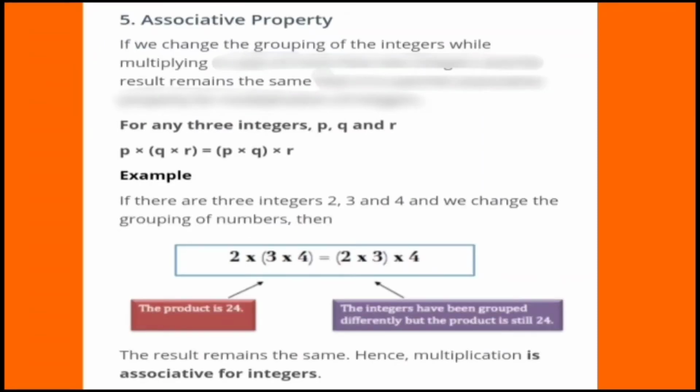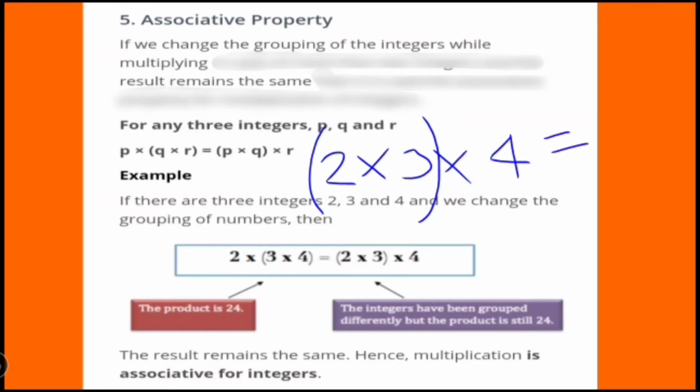Next property is the associative property. If we change the grouping of the integers while multiplying, the result remains the same. I will explain with this example. Here we have a group of numbers, 2 into 3 into 4 equals 2 into 3 into 4. So what is the difference you see here? You can group first these two numbers, then find the product. 2 into 3, 6. 6 into 4, 24.